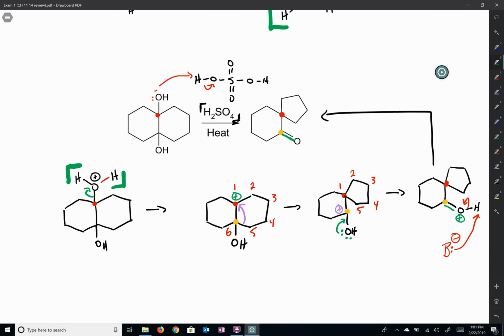Fantastic. This is also an example of a pinacol rearrangement. If you want to look that up, pinacol, P-I-N-A-C-O-L. Kind of an odd mechanism. We end up shifting a fairly stable tertiary carbocation to technically a secondary carbon, but we can make a resonance stabilized carbocation, which is a favorable thing to do. Fantastic.